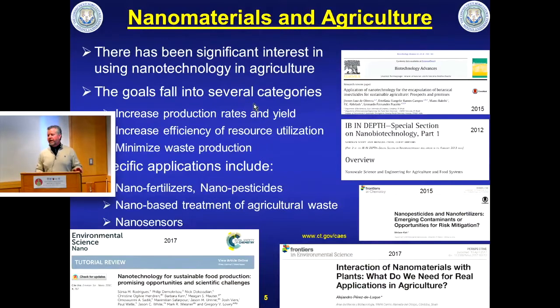Depending on the estimates that you look at, from 50 to 75% of the pesticides and fertilizers that a typical grower puts on their field never makes it to where it's supposed to be. So the inefficiency is just dramatic. And that inefficiency is wasted resources. So a lot of nanotechnology is really kind of focused on this concept of precision agriculture. Can you increase the efficiency, not just in the agricultural portion, but across the whole, we were talking about this morning, the whole farm to fork chain of activity. So some of the traditional applications are listed here: nanofertilizer, pesticides, treatment of waste, and sensors.